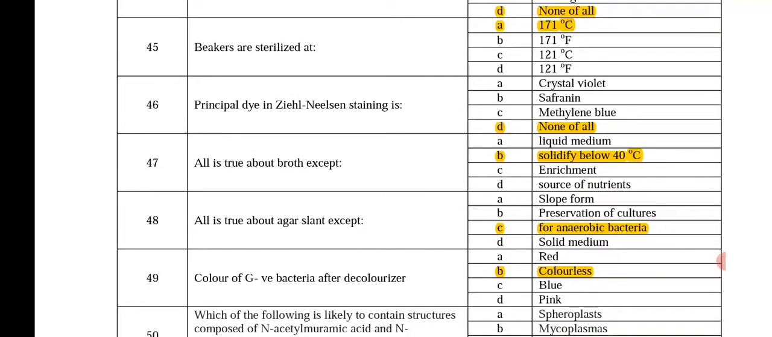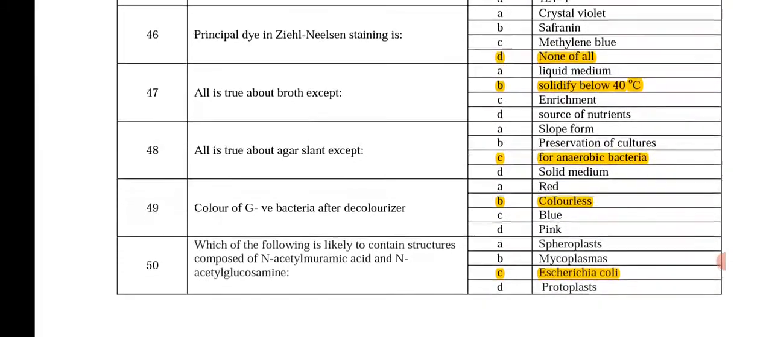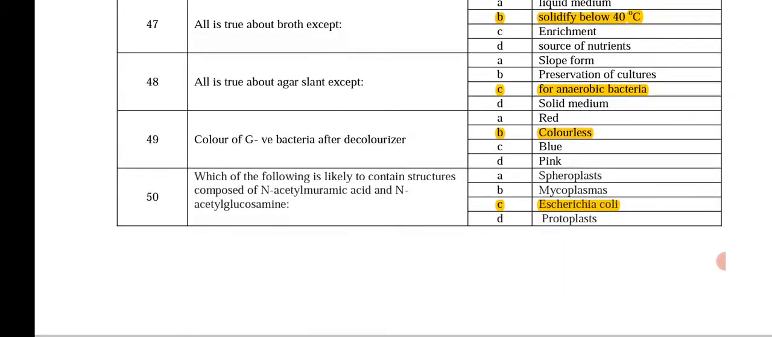All is true about broth except solidify below 40 degrees centigrade. All is true about agar slant except for anaerobic bacteria. Color of gram-negative bacteria after decolorizer: colorless.